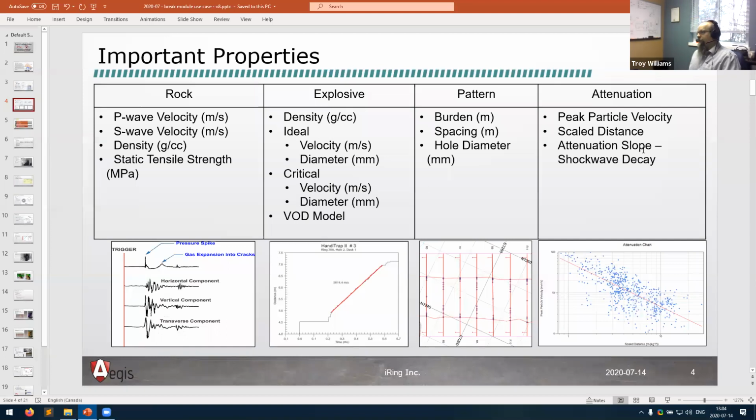And thirdly, we need to understand the shockwave attenuation in the material. That is, as the shockwave is traveling in the rock, how does it decay? How does it lose energy? We typically get those measurements from the slope of the peak particle velocity curve.